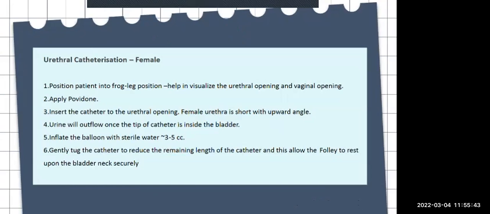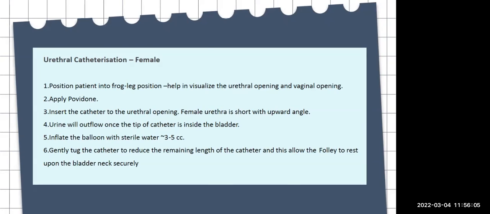Okay, for the urethral catheterization in female, first position the patient into the frog leg position. This is in order to help to visualize the urethral opening and vaginal opening. And then apply the povidone and then insert the catheter to the urethral opening. Female urethra is short with the upward angle. For the fourth, fifth, and sixth step, which is actually similar to what we have done in male. Next.